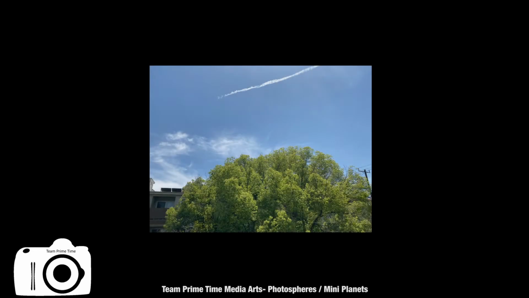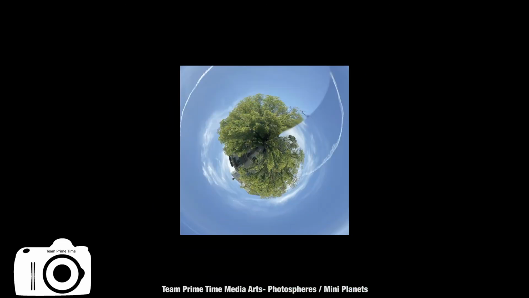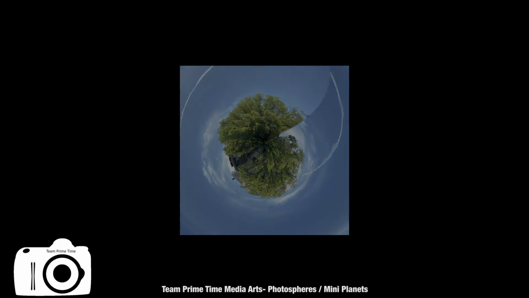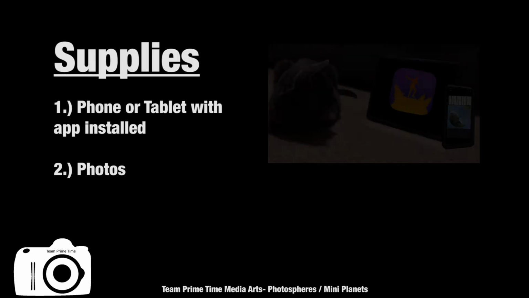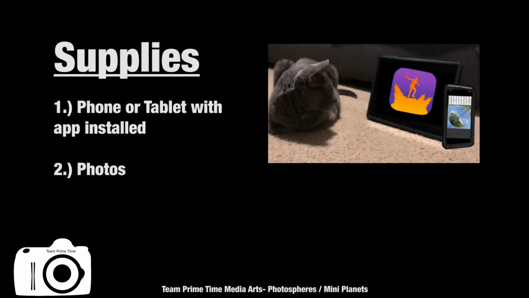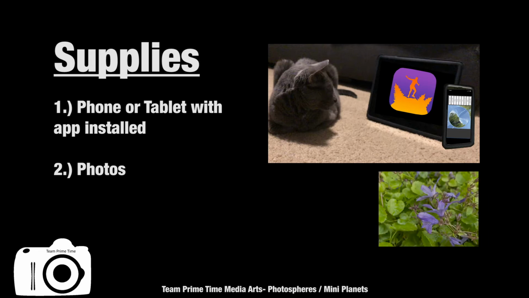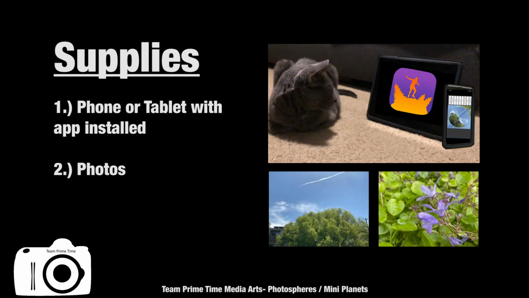The Tiny Planet Pro works by remapping latitude and longitude values from a spherical image to a flat image. And we're going to see what that looks like right now. You'll need a phone or tablet with the app, and of course photos. You don't have to have panoramic photos. You can do landscape photos, or you can just do photos around your neighborhood, nature photos. I'm going to work with photos of flowers.